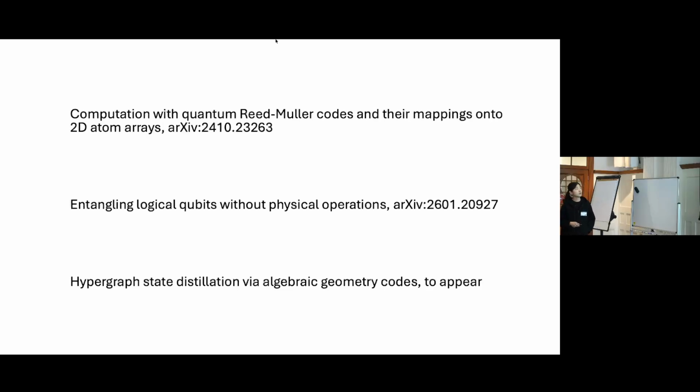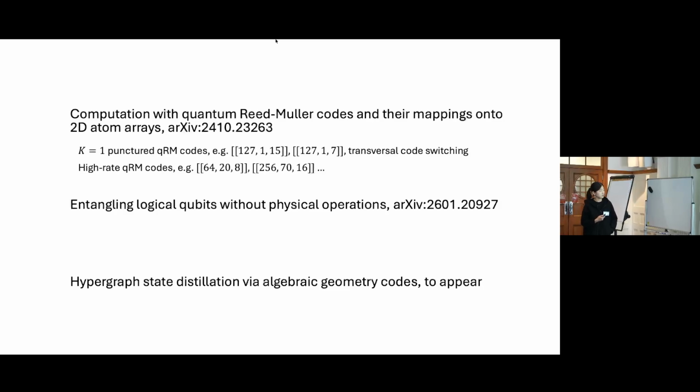I've been working on algebraic codes for the past years. In this first paper, this 2024 paper, I worked on two families of codes. One is k=1 punctured quantum Reed-Muller codes. Here we got a pair of codes where this d=15 code can do transversal Clifford group, and this d=7 code is a bit special. It can do transversal T. And I also proposed a way to transversally code switch between them.